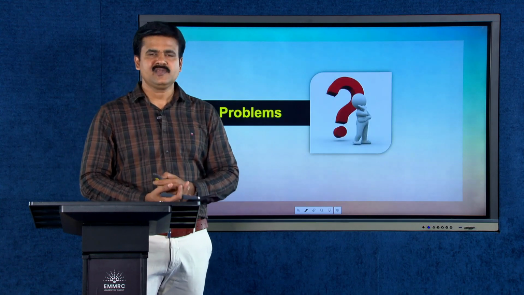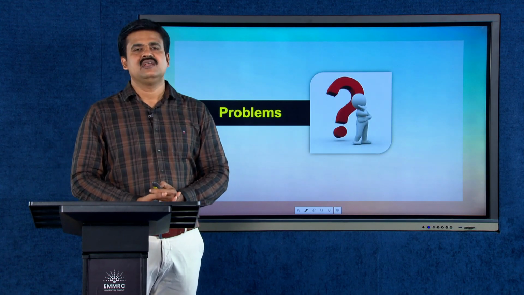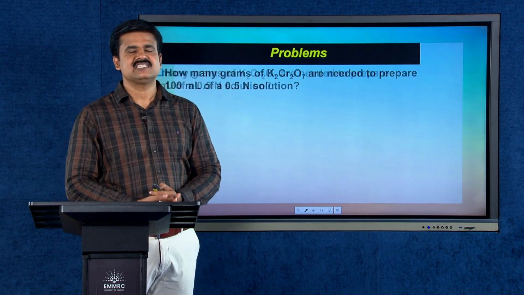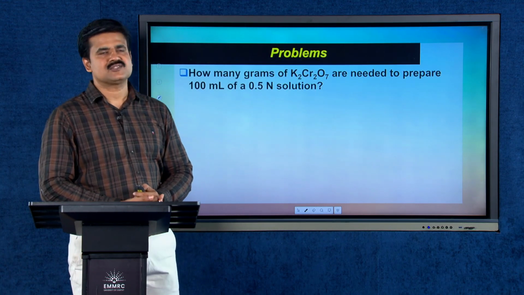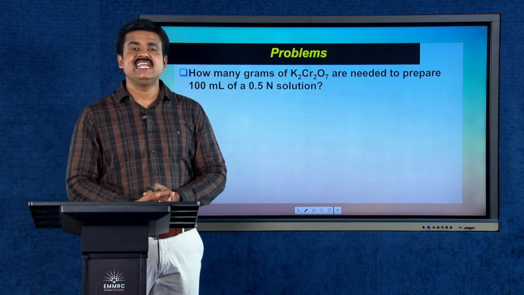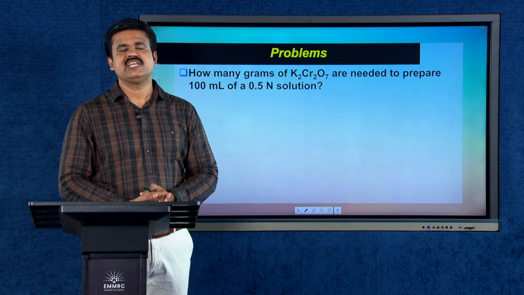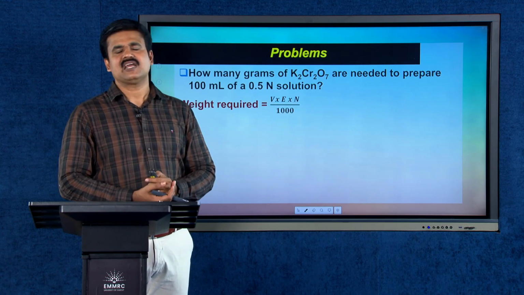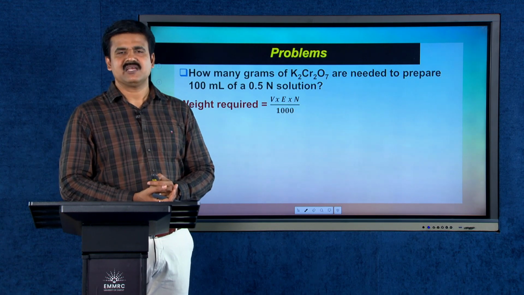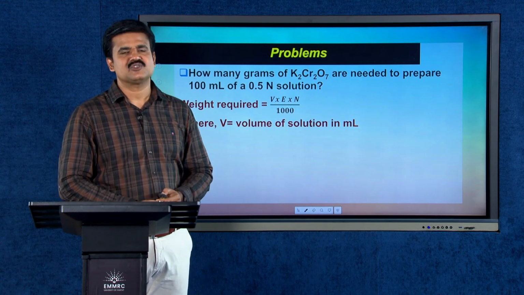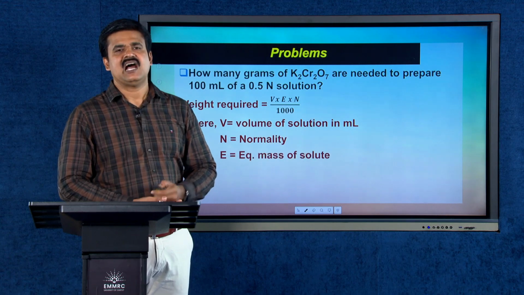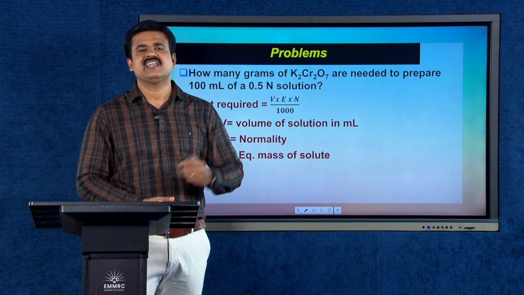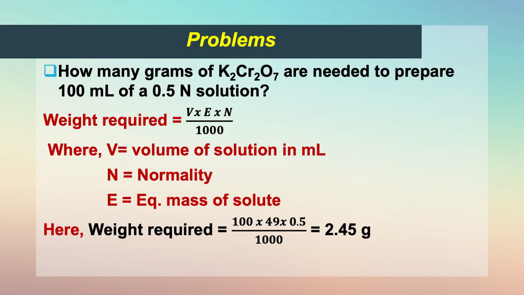Now, as the last part of this module, we can have some problems based on the concept we learned. The first problem: how many grams of potassium dichromate are needed to prepare 100 ml of 0.5 normal solution? This expression is very popular to you. Weight required can be calculated by using the expression VEN by 1000, where V represents the volume of the solution in ml, N represents the normality, and E represents the equivalent mass of the solute. In the present problem, the material is potassium dichromate and its equivalent mass is 49. Volume is 100 ml, and the concentration required is 0.5.